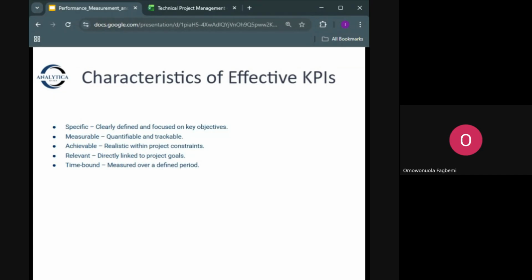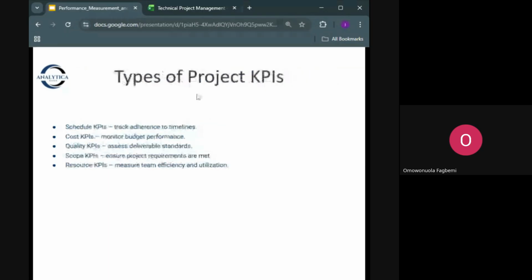Okay. So we have types of project KPIs as well. There are several KPI categories for projects, like, let's say, our duplex. You have schedule KPIs. Those are activities that are being completed on time. You have cost KPIs. You can say, are we within the 80 million budget for the duplex?